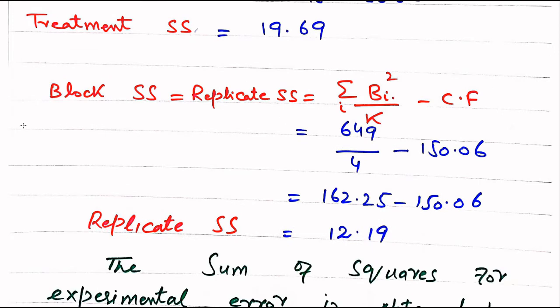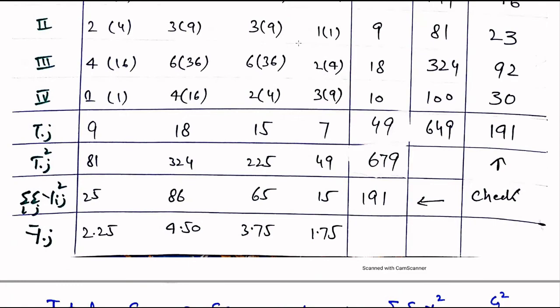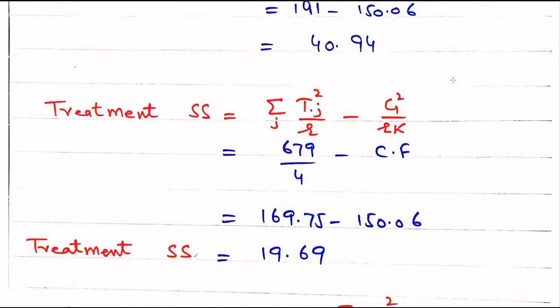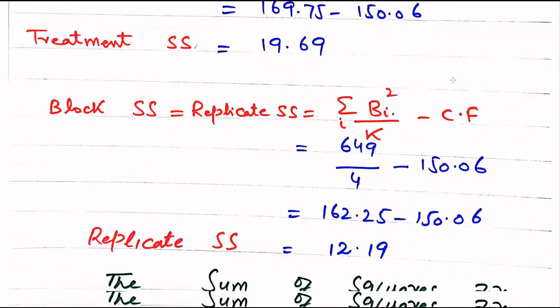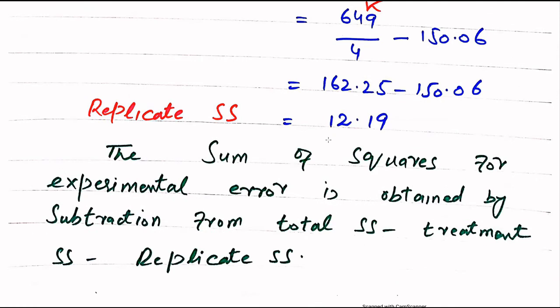Block sum of square, another name for which is replication sum of square, is the sum of bi dot square over k minus the correction factor. The sum of bi dot square is 649. So 649 divided by 4 minus the correction factor. After simplification, replication SS is equal to 12.19.